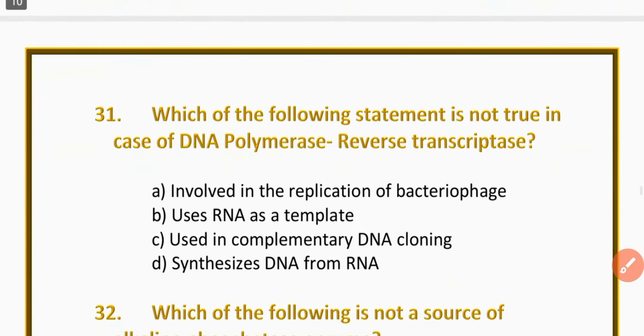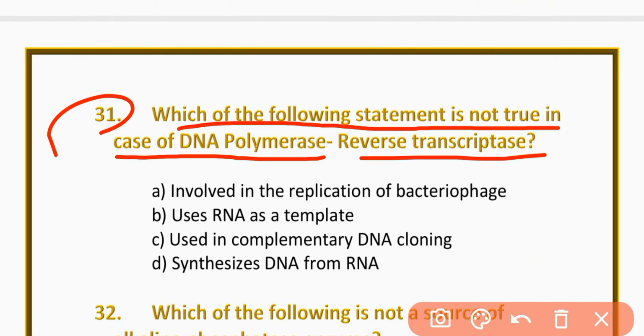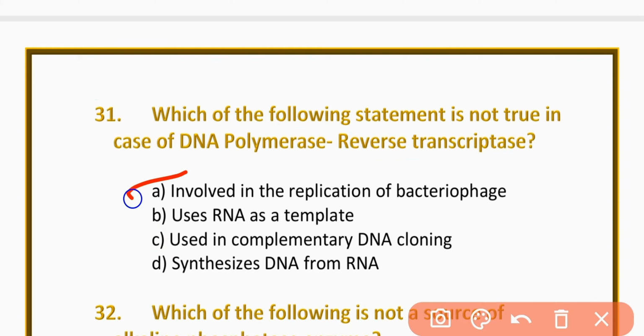MCQs 31. Which of the following statements is not true in case of reverse transcriptase? Option A, involved in replication of bacteriophage. B, uses RNA as a template. C, used in complementary DNA cloning. D, synthesizes DNA from RNA. The correct option is option A, involved in replication of bacteriophage.